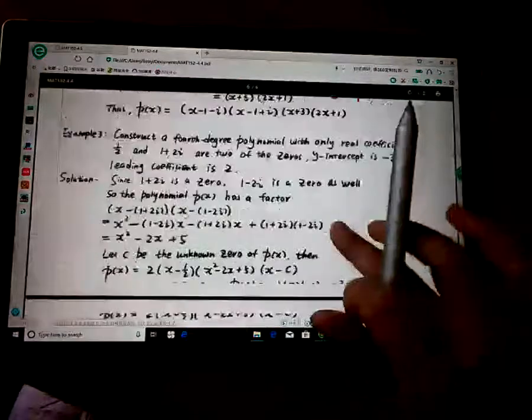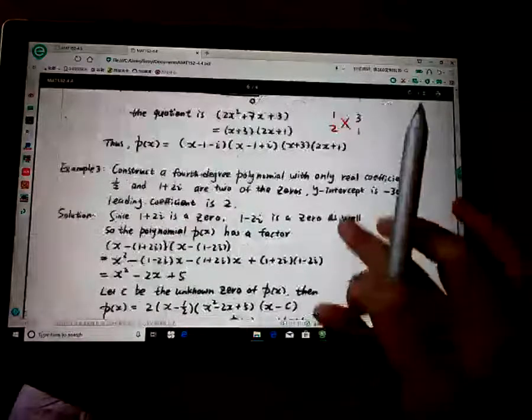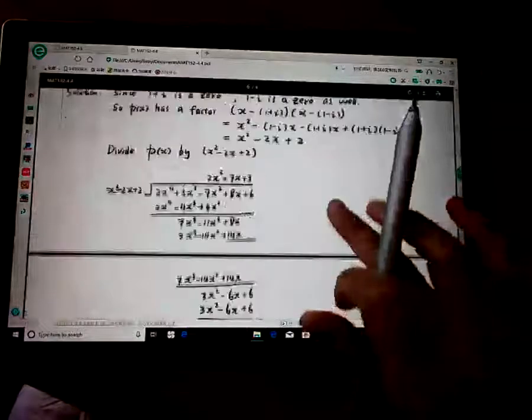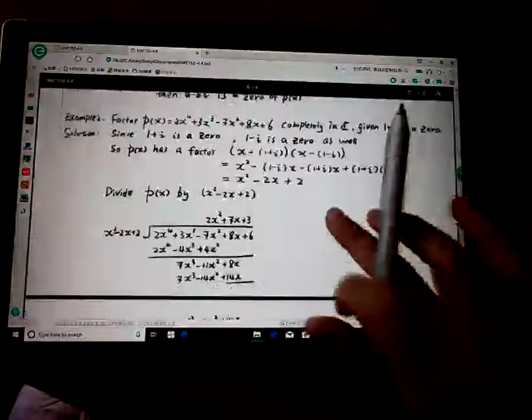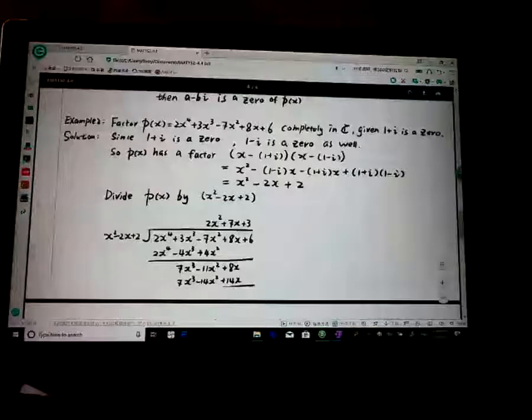Okay, so let's see example 2 here. Let me copy example 2. All the notes are posted in Moodle. You know that, right? So let's see example 2 here.